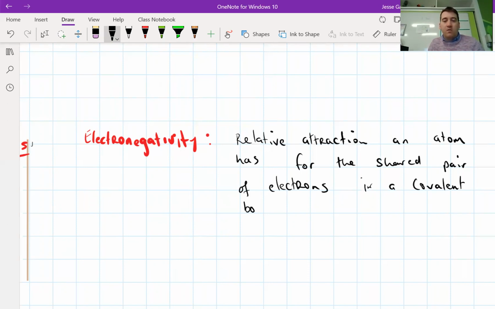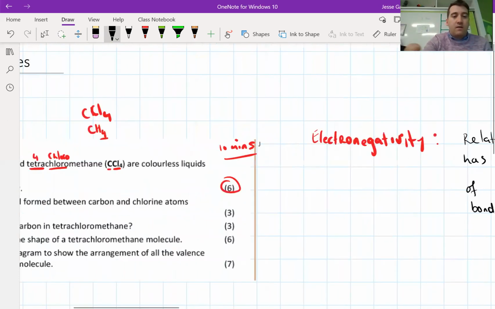If that doesn't make any sense and you don't understand what electronegativity is, then you shouldn't really be doing this video yet, because you're not going to understand any of the rest of it. So only do this if you've covered this in class. All right. So relative attraction an atom has for the shared pair of electrons in a covalent bond. So straight up definition, we know what that means. It means it needs to be word perfect. All right. Let's go and look at part 2.